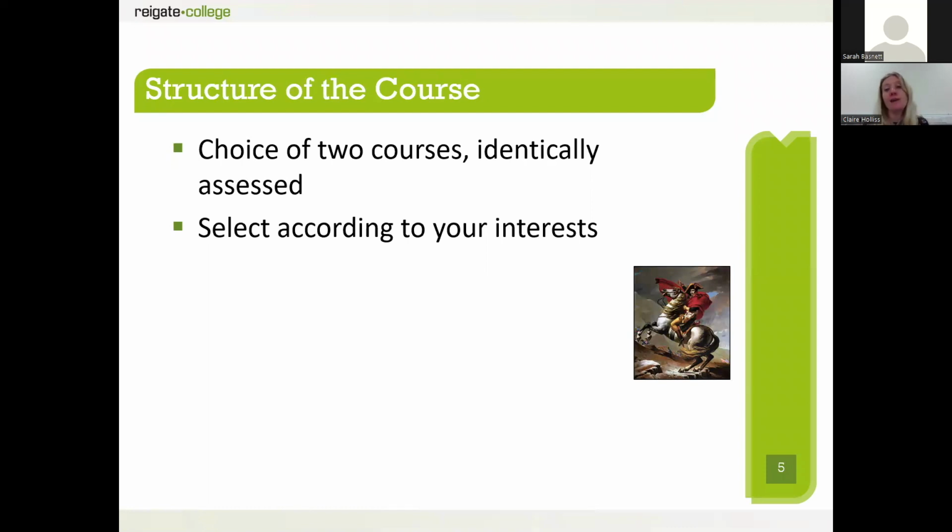What that means is that you can choose whichever one you want to go for, depending upon what sounds most interesting to you. So what I'm going to do now is talk you through the different units in each of the courses, just to give you an idea about what that might involve.